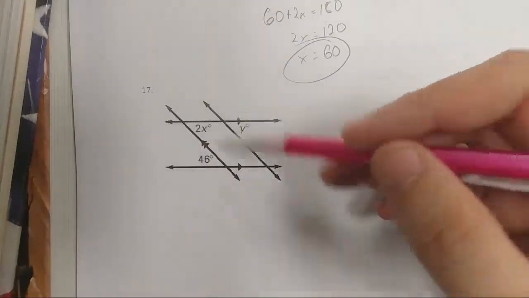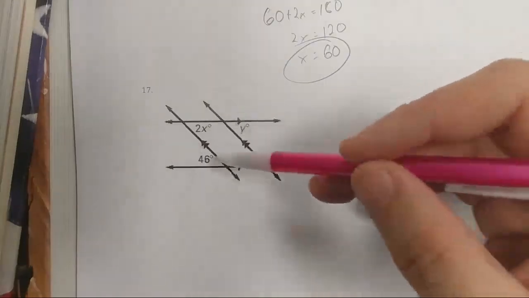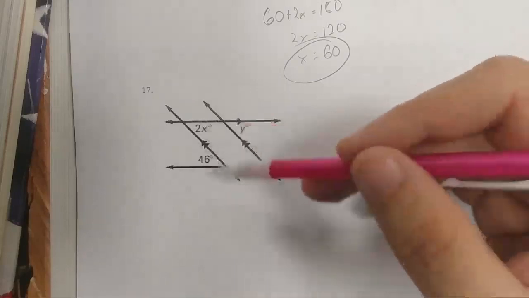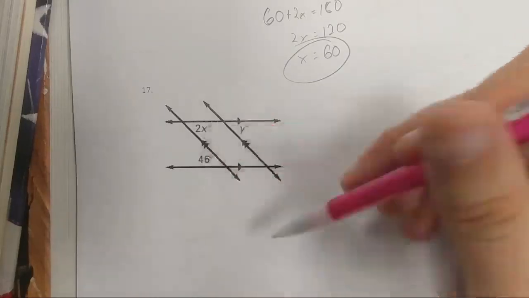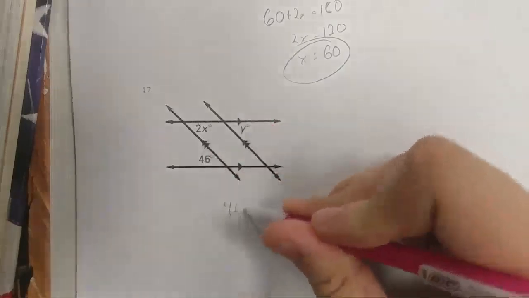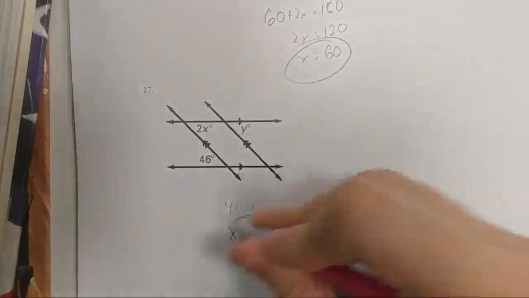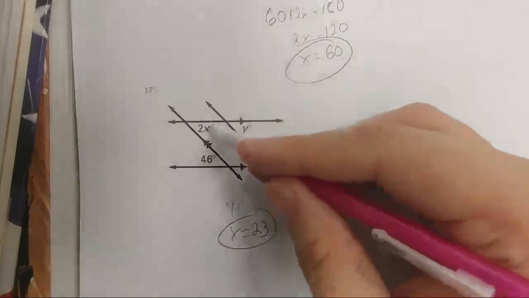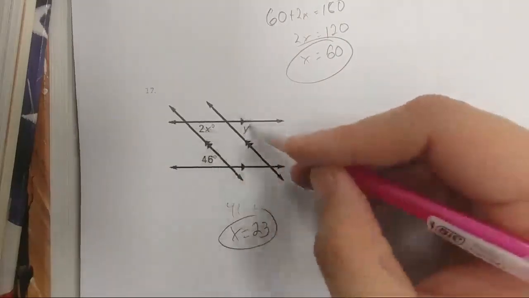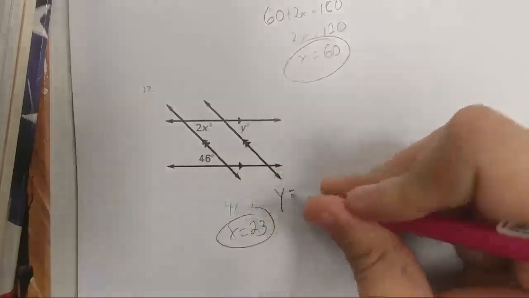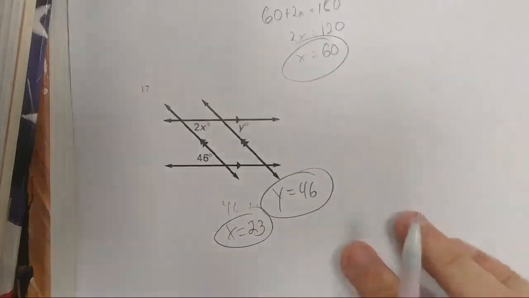Since both transversals are parallel, I know 46 equals 2x. So 46 equals 2x, and I'll just do it quickly. Why not? So x equals 23. If x equals 23, that means this whole thing is 46, and this should also be 46. So y equals 46. I make these questions too easy sometimes. Let's go to the next one.